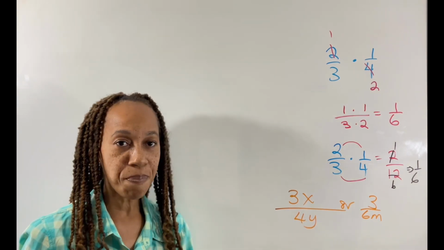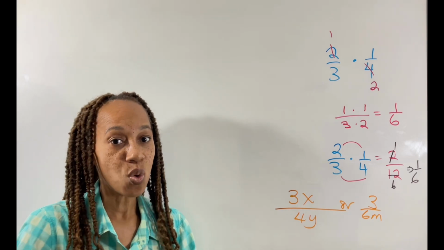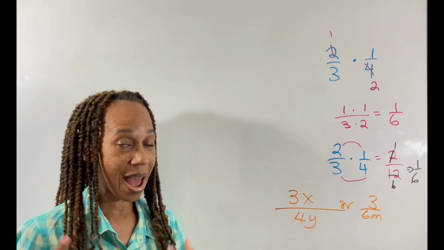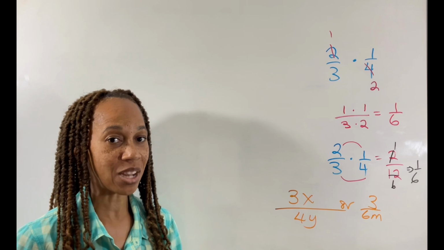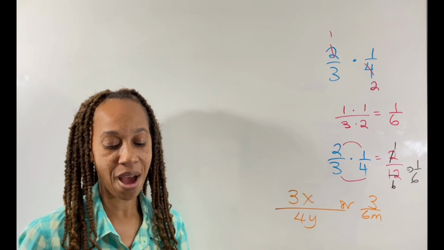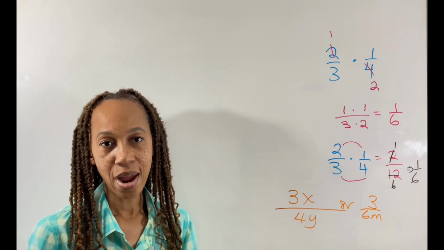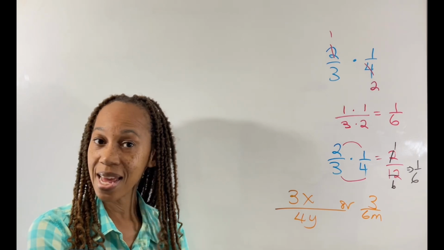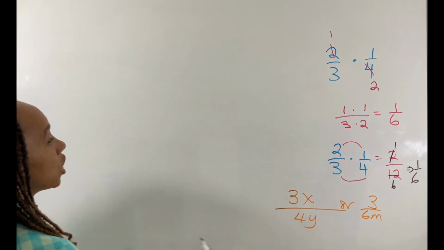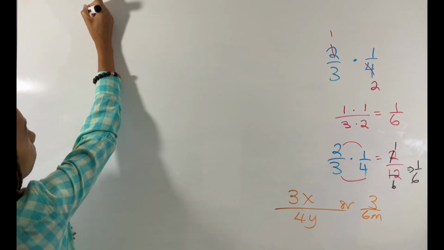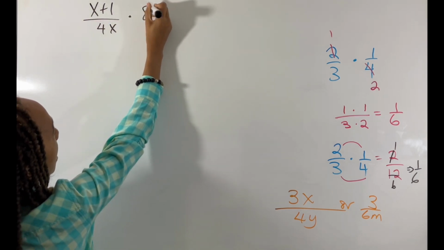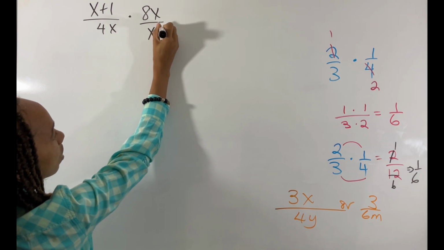Now, if we are going to multiply rational expressions, we need to know how to go about doing this. By simple steps, we have to do cancellation, and we also have to think in terms of the factors. So we have to factor out certain things, take out the GCF, which we call the greatest common factor, in order to simplify our expression. So with that being said, let's get into a simple example first, and then we can take it to another level. Our first example here is (x plus 1) over 4x times 8x over x squared.